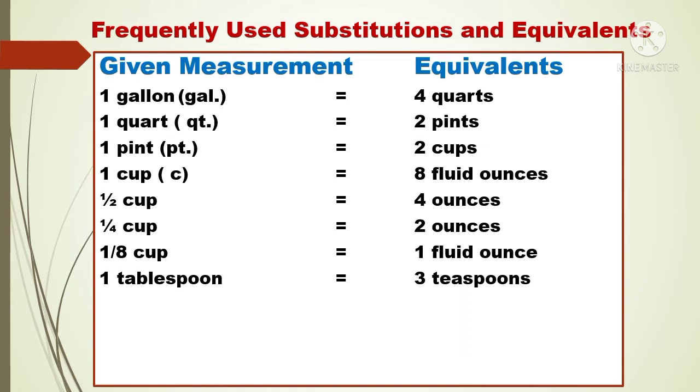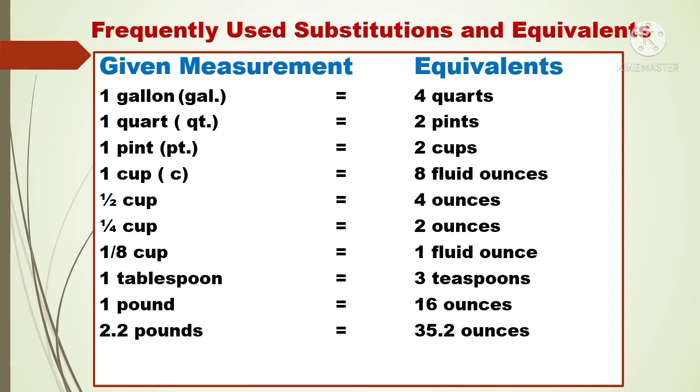1 tablespoon is equal to 3 teaspoons. 1 pound is equal to 16 ounces. 2.2 pounds is equal to 35.2 ounces. 1 kilogram is equal to 1,000 grams.